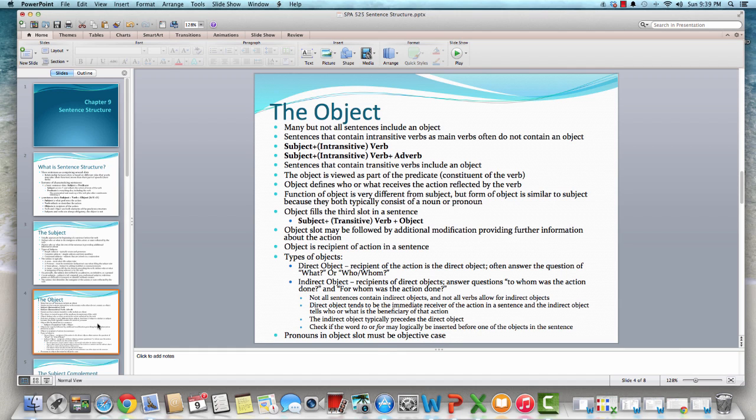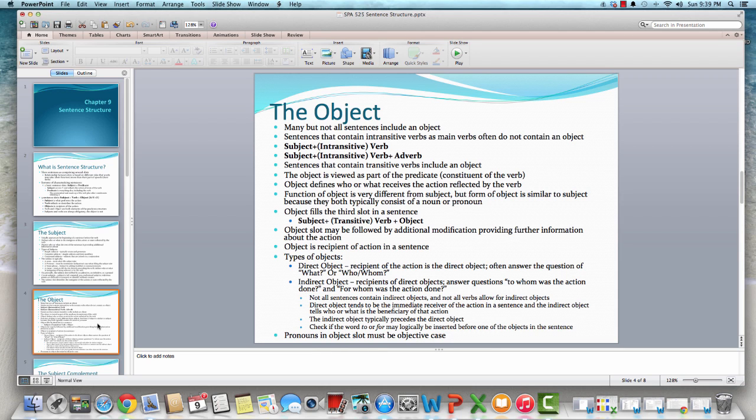So, Janie breeds dogs annually. Billy paid her bill yesterday, are the examples the book gives. The object slot may be followed by additional modification providing further information about the action. So the object slot can get longer and more complex with additional modifiers. The object is the recipient of the action in a sentence.